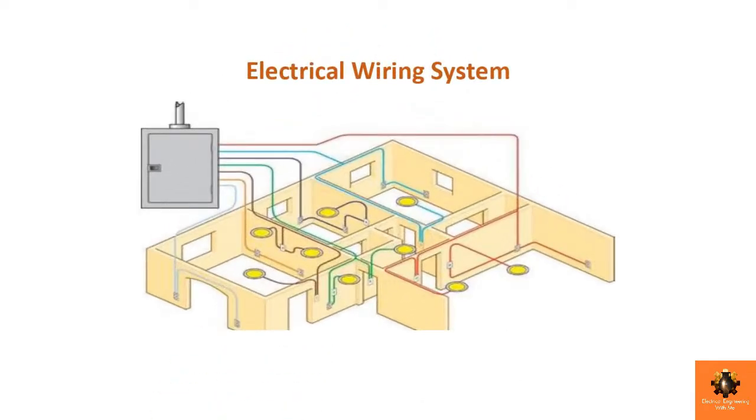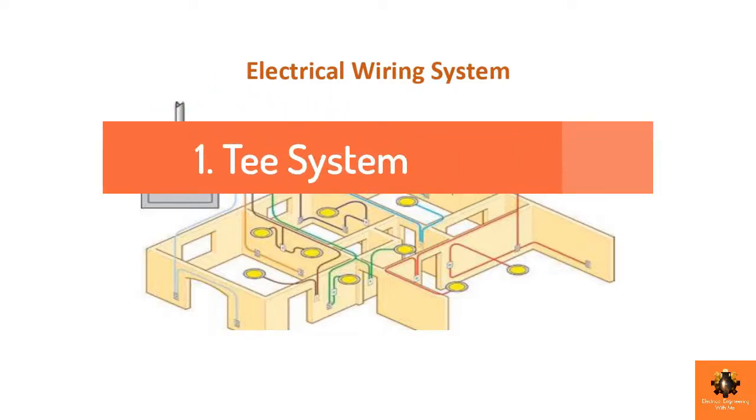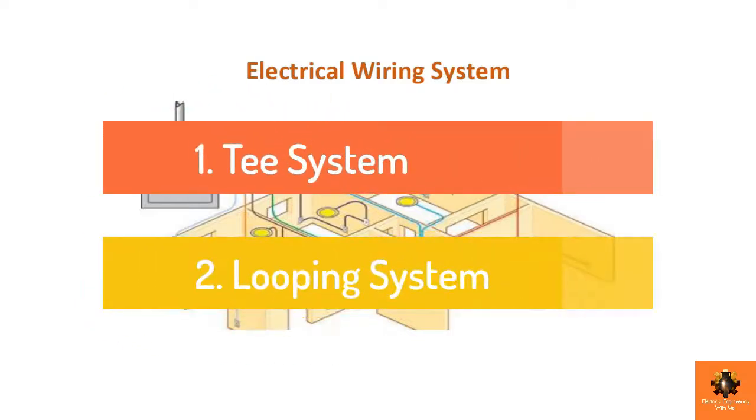As we have talked about electrical wiring in the earlier classes, electrical wiring is the interconnection of wires to distribute electrical energy from the MDB to different loads to perform a desired function. Clear? So we have two different methods of distributing electrical energy from the MDB, main distribution board, to the load: the T system of wiring and the looping system.